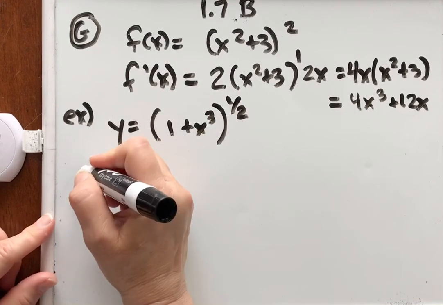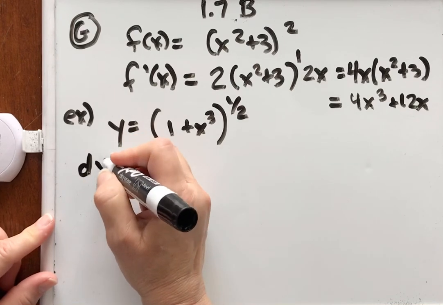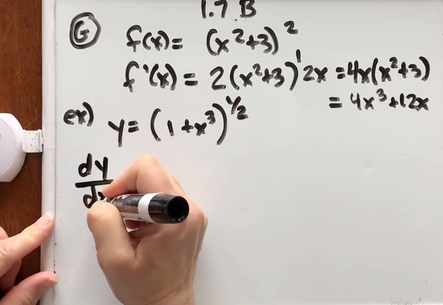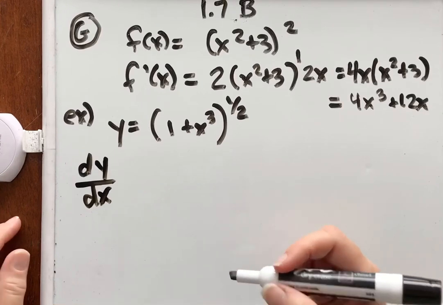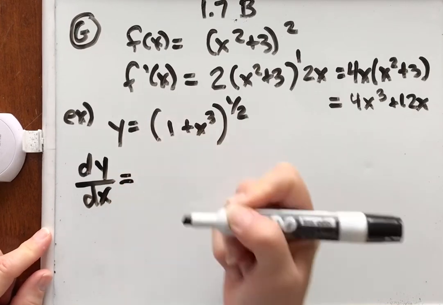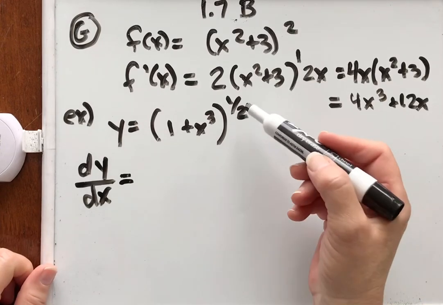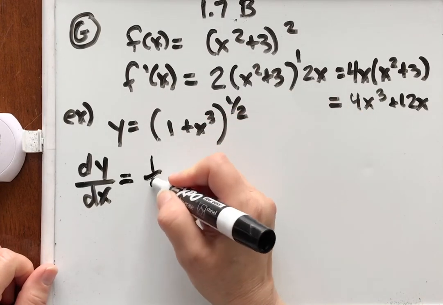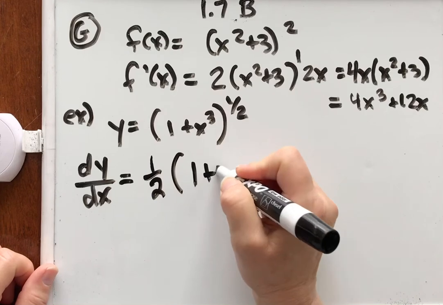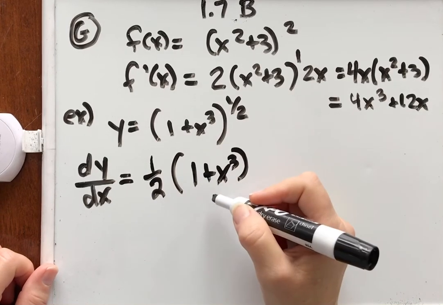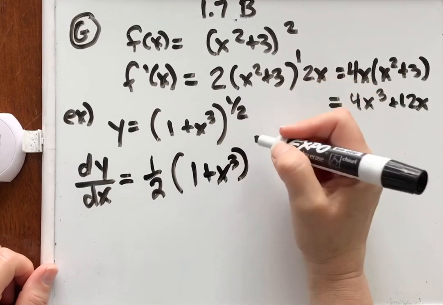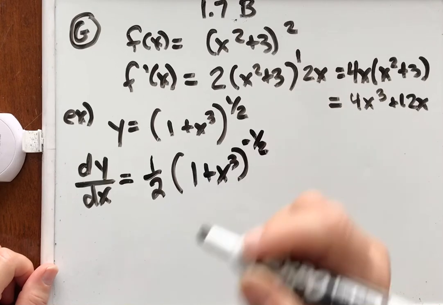Okay. This is another way of taking the derivative. Remember I showed you this before, dy/dx just means y prime. You're going to see that, so I just want to make sure you get familiar with it. We're going to do the same thing using the chain rule. Bring down 1/2. 1 plus x cubed, keep what's inside. 1/2 minus 1 is negative 1/2.